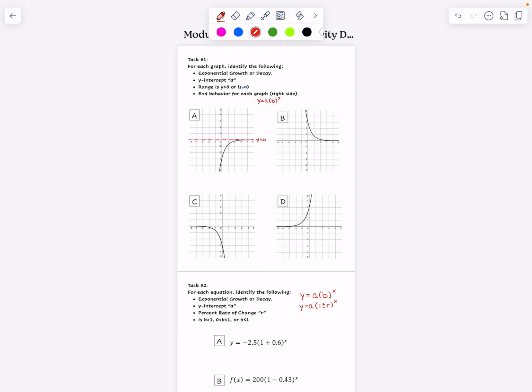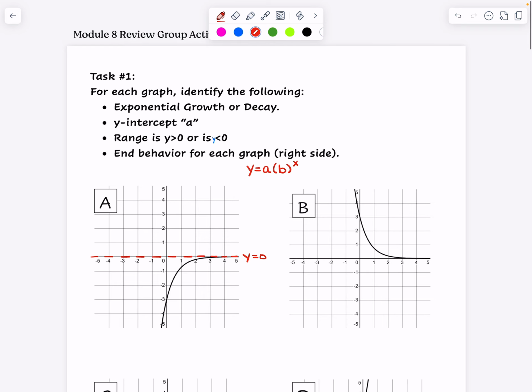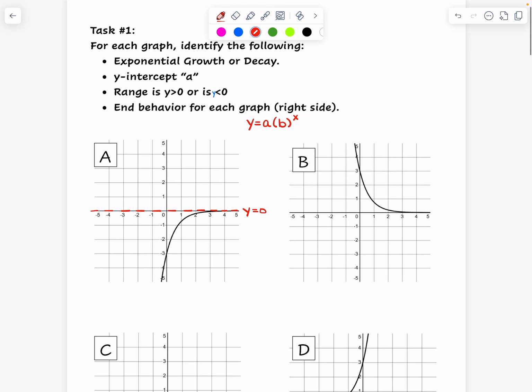Hi everyone, let's go ahead and get started with our Module 8 review. I'm going to go by task. So here we're going to start with task 1. On this first one, we're going to be given a graph and we're going to find the exponential growth or decay, y-intercept, the range, and the end behavior for each one.